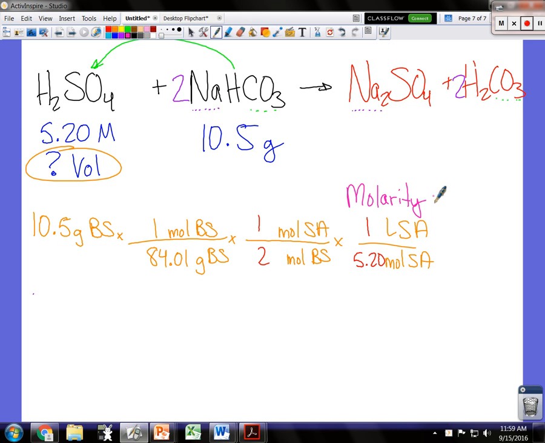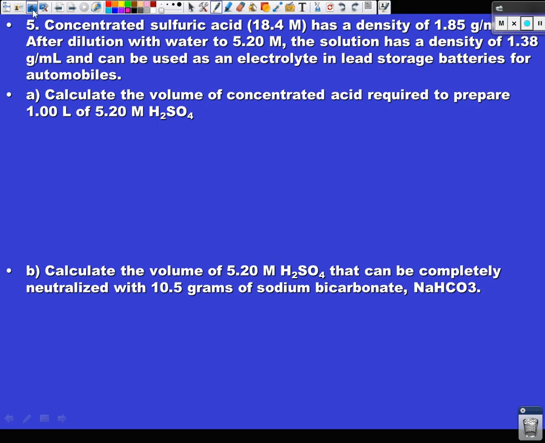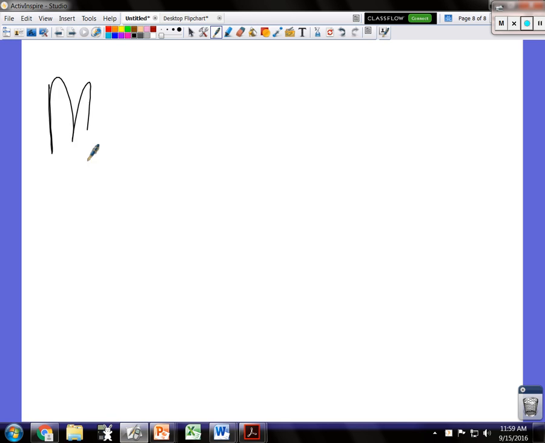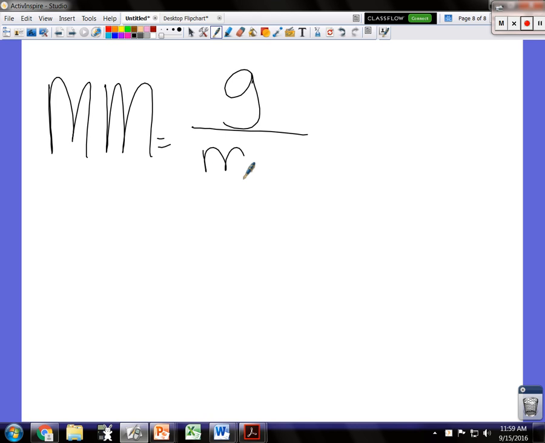Let me ask you this. Here's the part that throws everyone off every year. Had I asked you to find the grams of sulfuric acid, your brain wouldn't be sizzling, would it? Because you've been doing moles to grams forever. But as soon as I throw that liter in, everything just comes out your back end. Okay? You've got to understand, what is molar mass as a unit? What is molar mass? Molar mass is gram per mole.